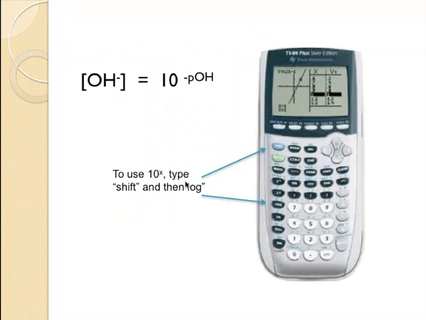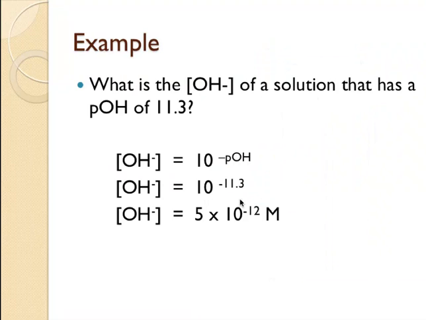How do I do that on my calculator, you may ask? Well, I use the shift button and then find the 10 to the x, which is shift and then log, and then I'm going to punch in the pOH. So shift log, which gives me 10 to the x, and then punch in negative 11.3, and you should get 5 times 10 to the negative 12th molarity. We'll be doing a table in class. That gives you a little idea of some of the math. Hopefully we can get the rest of it done in class.